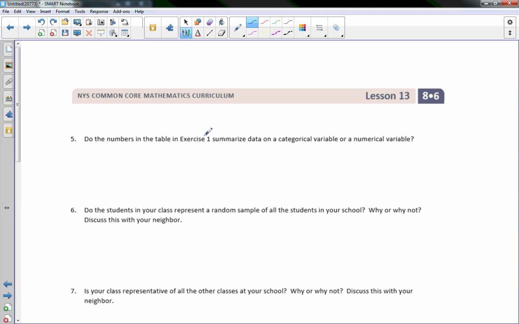Number 5, do the numbers in the table in exercise 1 summarize data on a categorical variable or a numerical variable? Well, what were the answers? Were they categories or were they numbers? So obviously chocolate, vanilla, and strawberry are categorical variables. Flavors are categorical.